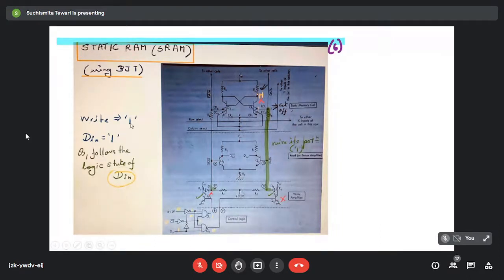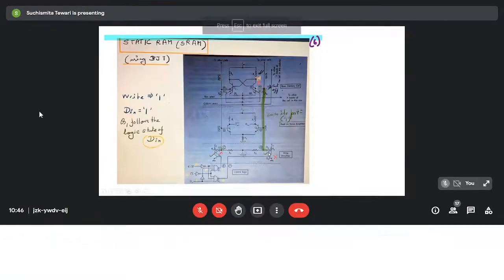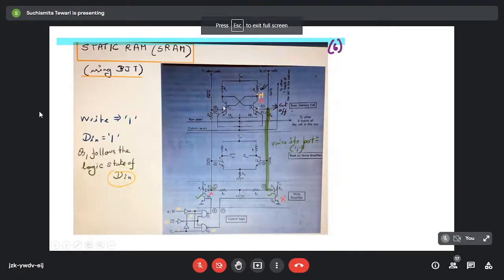Now the same thing will happen if we try to write 0. What will happen then? Only here instead of D in equal to 1, it will be 0, and when it will be 0, you will see that the output of these two NAND gates will be reversed. That is, then this output will become 0, this output will become 1. And applying the same logic, you can actually see the collector here will then store 0 and the collector here will then store 1. So I'm leaving it to you to check whether you are able to write 0 in this manner or not. In that case also Q1 will follow the logic state of D in.